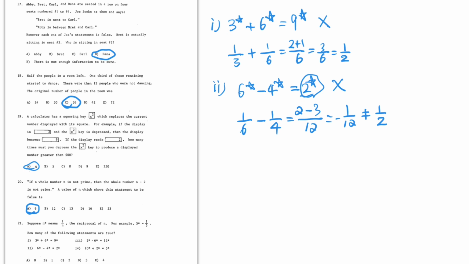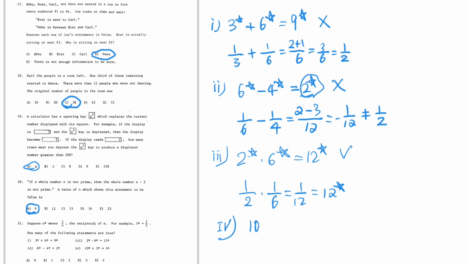Statement 3: 2 star times 6 star equals 12 star. 2 star is 1 over 2, 6 star is 1 over 6. They equal 1 over 12. 1 over 12 is 12 star. So statement 3 is true.